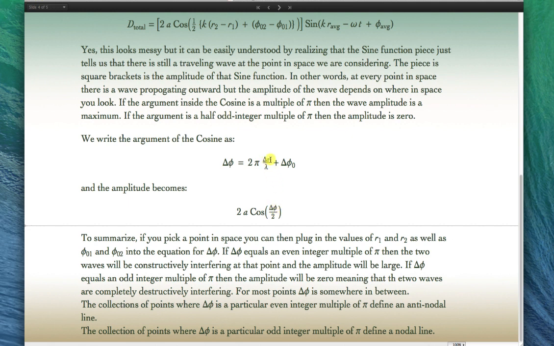Or if we have a delta r that is 3/2 pi, we plug that in here, this will ultimately be 3 pi. 3 pi divided by 2 is 3 pi over 2. Cosine of that is again 0. So anytime delta phi is an even multiple of pi, this amplitude function is as big as it can be in absolute value terms. Anytime delta phi is an odd integer multiple of pi, this amplitude function is 0. And so the collection of points along which this occurs are called nodes, nodal lines.